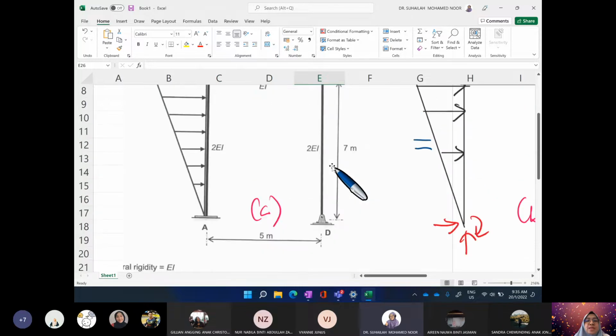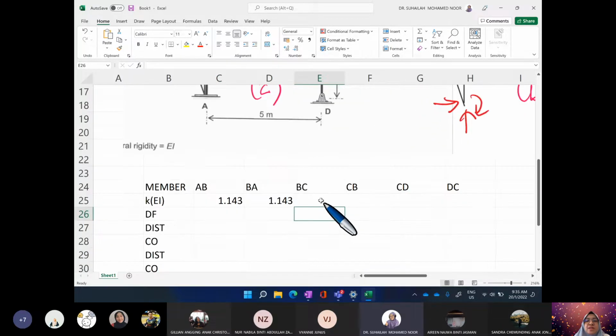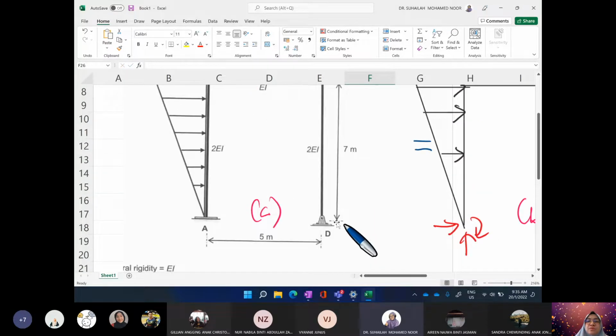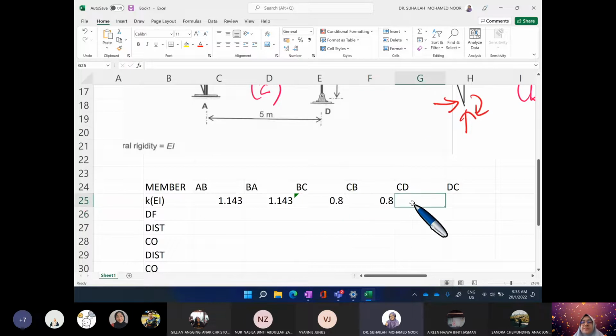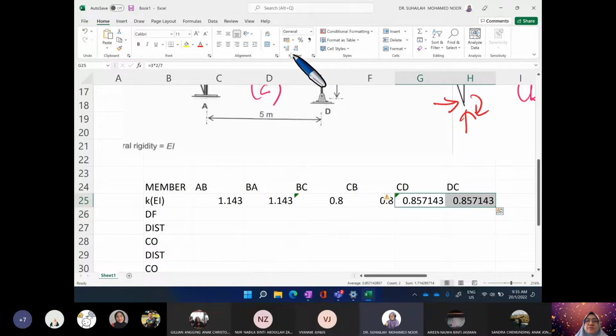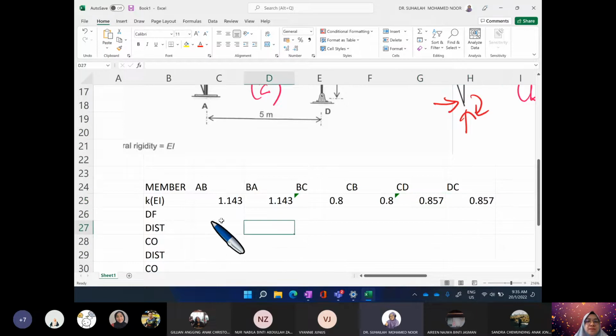Okay, for member PC, it is 5 meter, 5 meter EI, so it is 4 divided by 5. So this is the same. And for CD, we use 3 EI because it is pin, yeah, pin. So we have to use 3 EI. It is 3 times 2 divided by 7. This is how we calculate the stiffness factor easily using Excel.